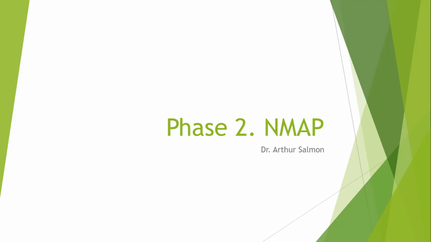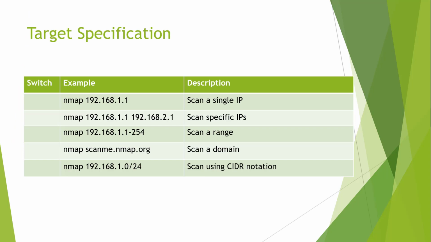Welcome. In this video, we're talking Phase 2 using the tool Nmap. Nmap is a free and open source network scanner, and it is used to discover hosts, services, and other details on a network. Normally, it will be sending packets and analyzing responses. So again, here we're looking at basic Nmap.